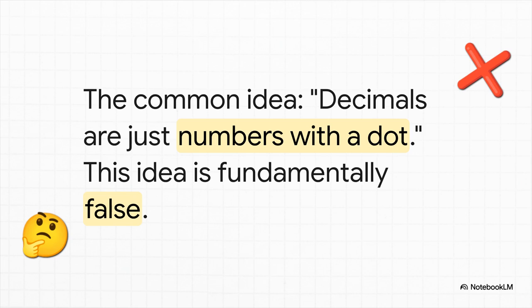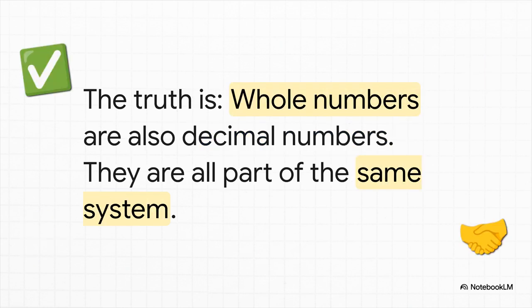You know the common idea, right? That decimals are this whole other category of numbers, the ones with a dot. This one little idea is the source of so much confusion for our students. And I'm here to tell you that idea is completely, fundamentally false. So here's the big aha moment. There aren't two different number systems. There's only one. A whole number, like say 5 or 27, is just as much a decimal number as 12.5. They all follow the exact same rules. And once your students get that, everything changes.